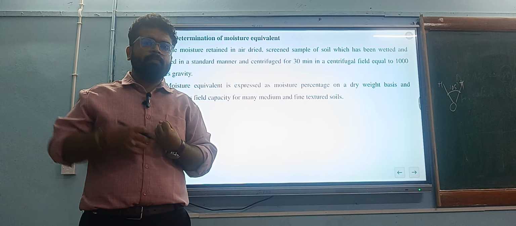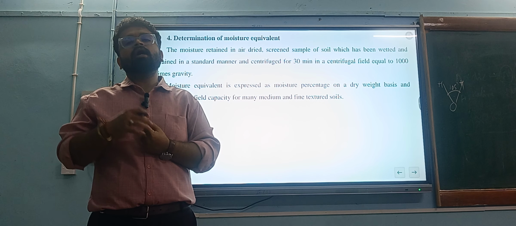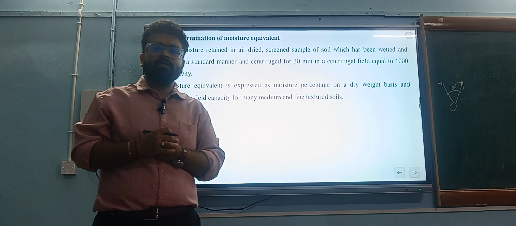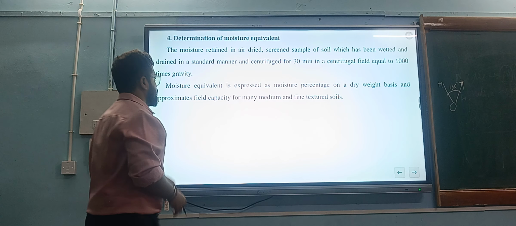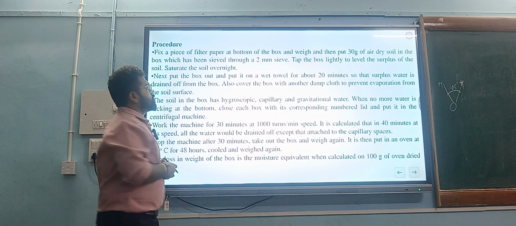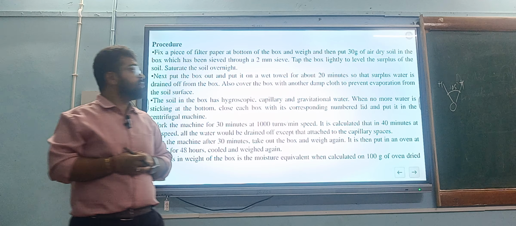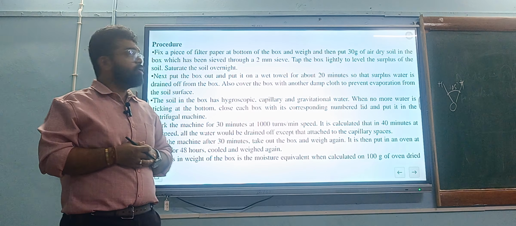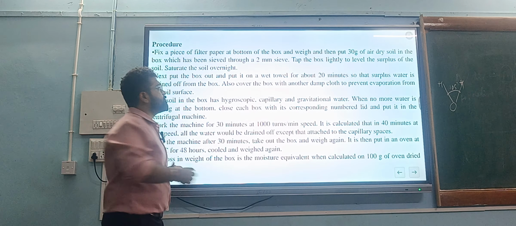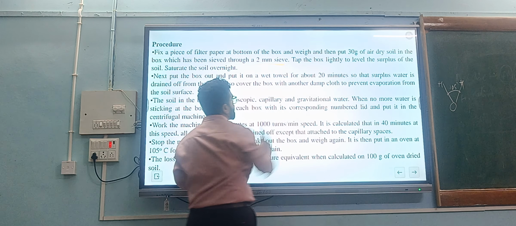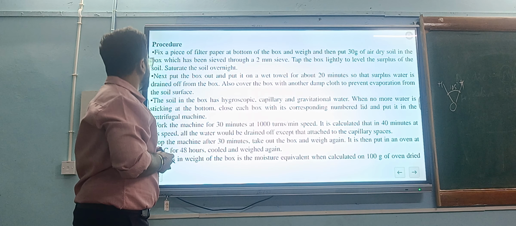We take the wet soil and place it in a centrifuge at 1000 times gravity for 30 minutes and determine the moisture content in loamy soil, clay soil and silt soil. The procedure here is to put a piece of filter paper at the bottom of a box and weigh it, and then put 30 grams of air dry soil, which has been sieved through a 2 mm sieve, in the box. Then tap the box lightly to level the surface of the soil.